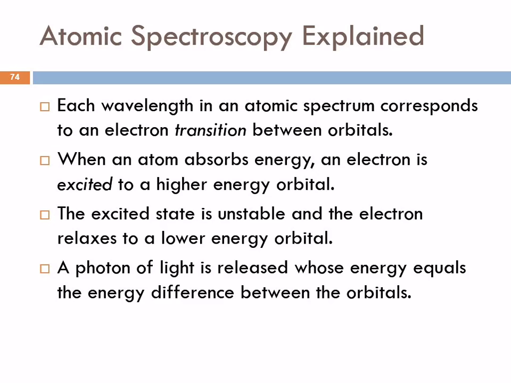So each wavelength, each line, corresponds to an electron transition between orbitals. The orbitals have different energies. And when you go from one orbital to another orbital, the energy changes. If an atom absorbs energy, an electron is excited to a higher energy level. But that's not stable. And it eventually comes back down to its original level. And when it does that, it has to release the energy that it absorbed. That energy comes out as a photon of light.